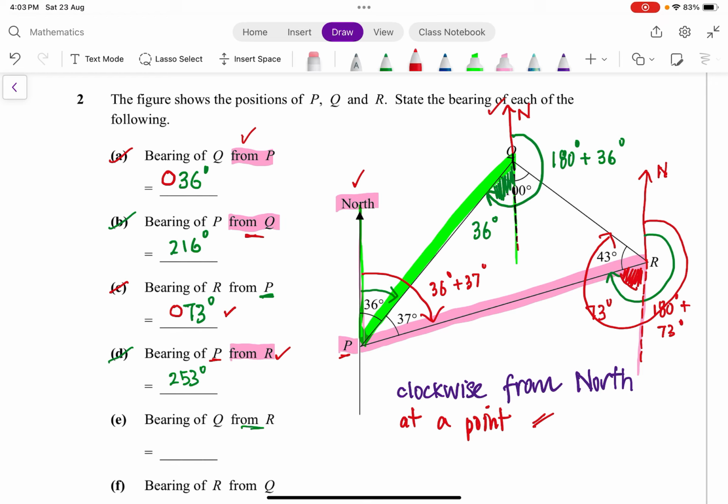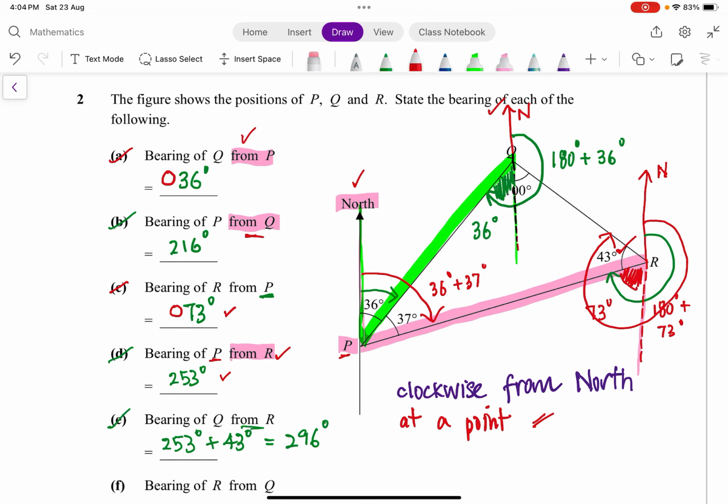So what do we have here? Can you see a pattern? Earlier, from part D, we already have the angle, which is 253 degrees. So all we need to do is simply add 43 degrees. Therefore, the bearing of Q from R is simply equal to 253 degrees plus the little angle over there, which is 43 degrees. Adding this up together, I will get 296 degrees. So again, part E is done.